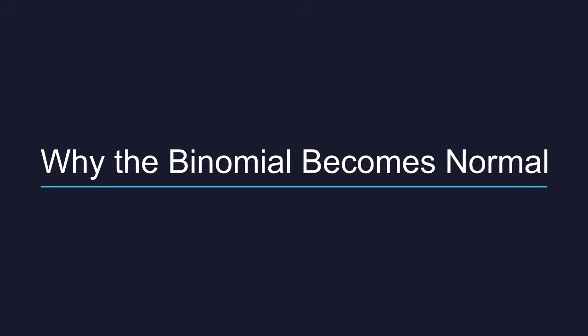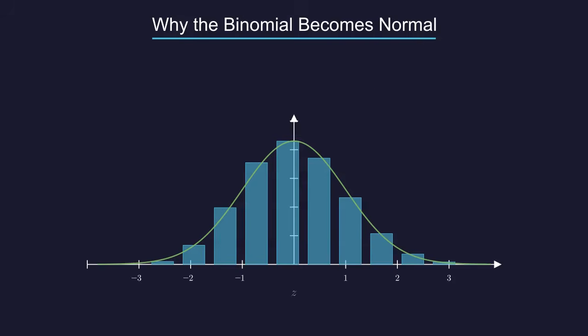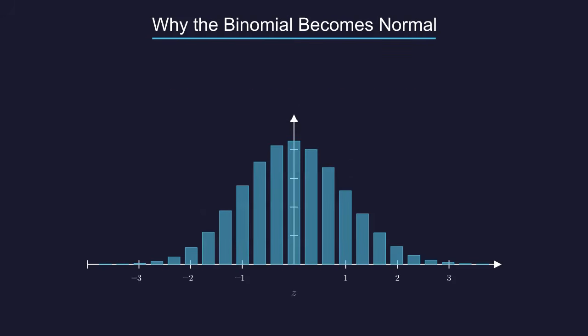Why the binomial becomes normal. When does a staircase of binomial probabilities look like a bell curve? Binomial to normal convergence shows how a standardized binomial count becomes approximately normal.